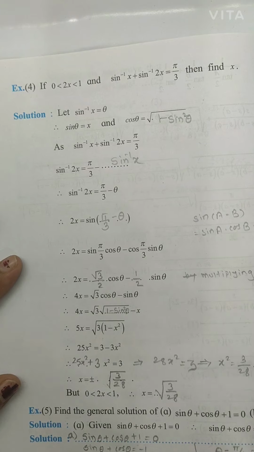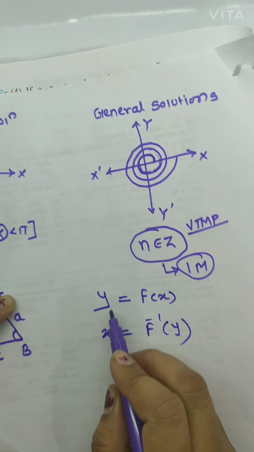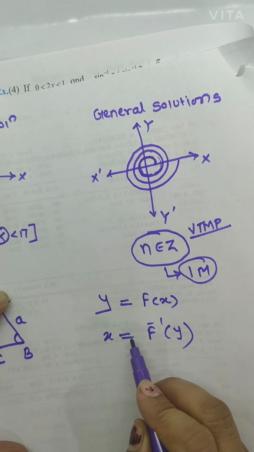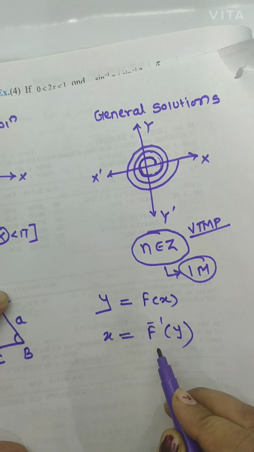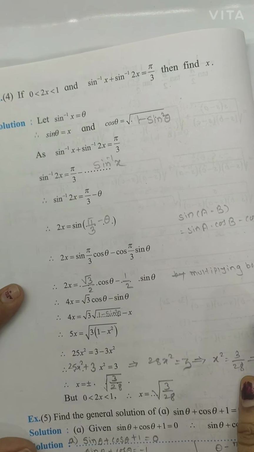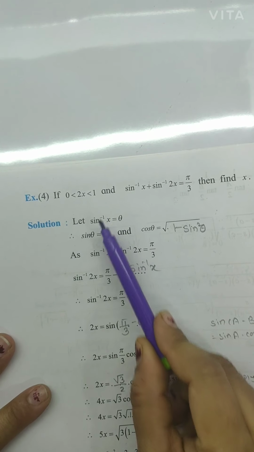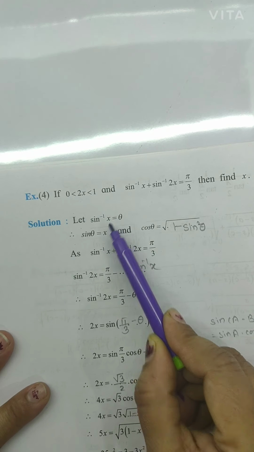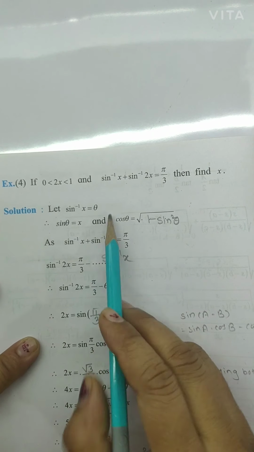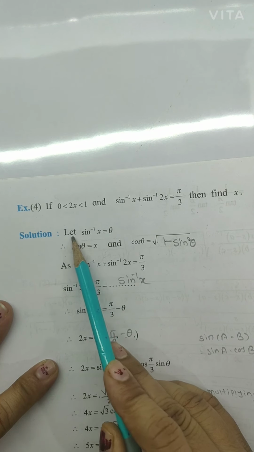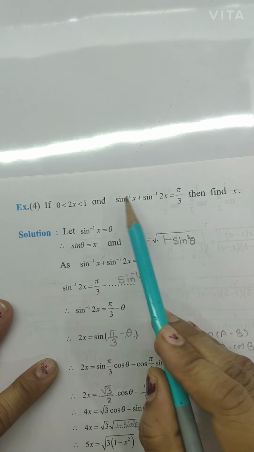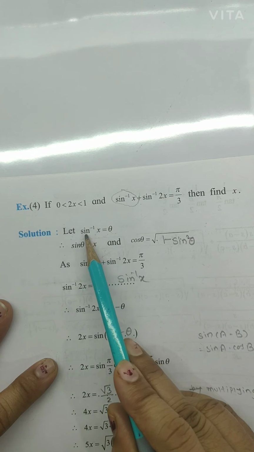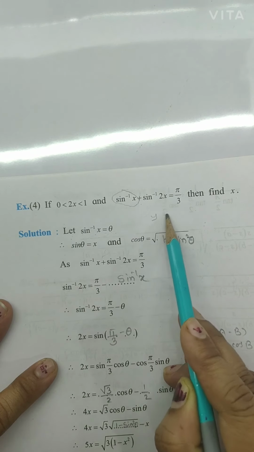Inverse function. See here, if y equal to f of x be the function, then we can say that x is equal to f inverse of y. This is known as inverse. Just filling the blanks. Let's see. Sin inverse x is 0. Suppose this one is 0. Let's solve. Sin inverse x be theta. Suppose this one be our theta.